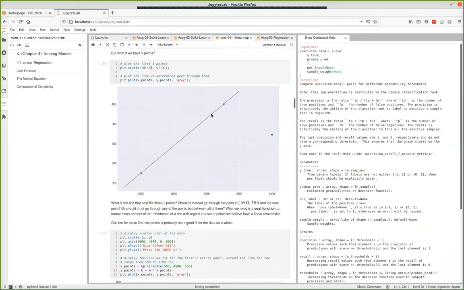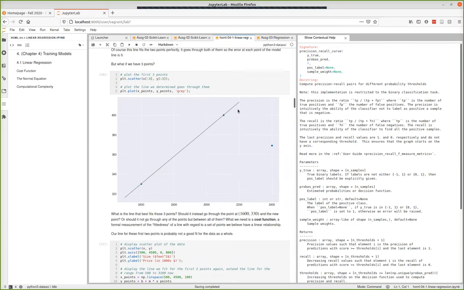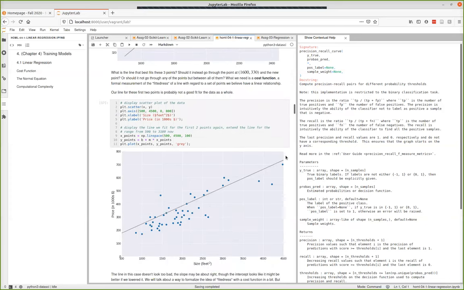If we don't have some formal notion, maybe the best line is this one, maybe it's the one that goes through these two points, or maybe some other line that doesn't go through any of the points, but is some compromise between these, right? It's maybe a little bit tough to intuitively think of which one of those possibilities might be best for these three points. But when you see more data points, you have some idea.